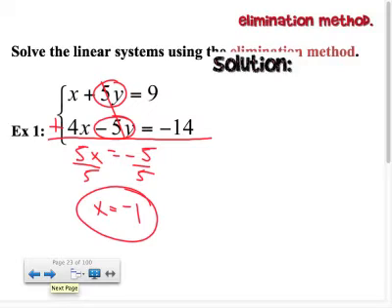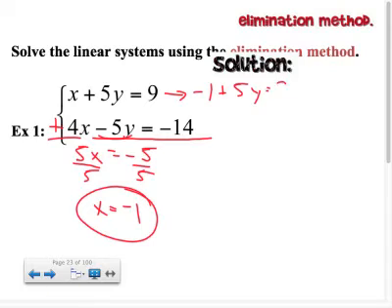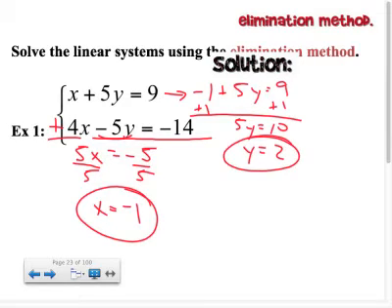And then I will plug that back into one of my original equations here to solve for y. It won't matter which one. I'll plug it into the first one, so when I plug it in here I get negative 1 plus 5y equals 9. Add 1 to both sides. So you get 5y equals 10, which means that y equals 2. So your solution would be negative 1, comma 2.